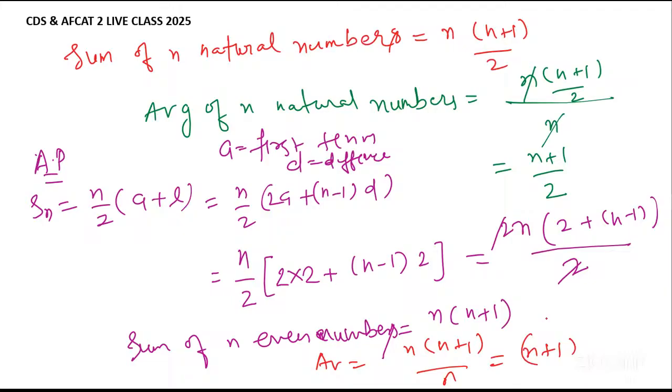Okay, so the average of n natural numbers is n plus 1 by 2, and the sum of n even numbers is n times n plus 1, and the average is n plus 1. Okay, now the average of, not average. Okay, I will tell you later if we need something else.